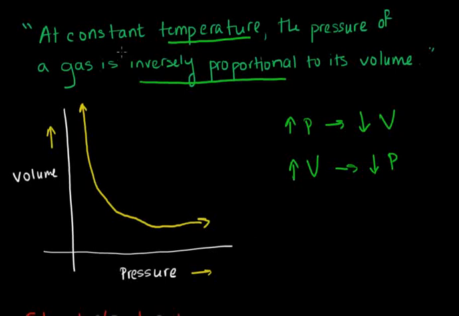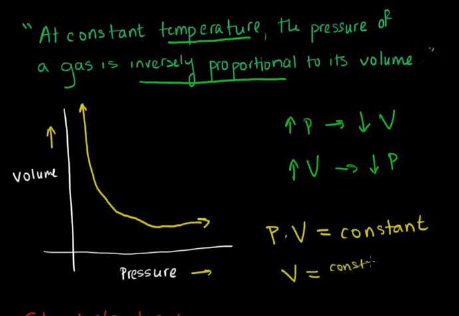So we can see that pressure and volume are inversely proportional, and a final way to state that equation quantitatively is to say that P times V is equal to a constant. And so when we're plotting volume as a function of pressure, we can solve V is equal to a constant over P, and that 1 over P is going to yield this kind of shape of a graph.